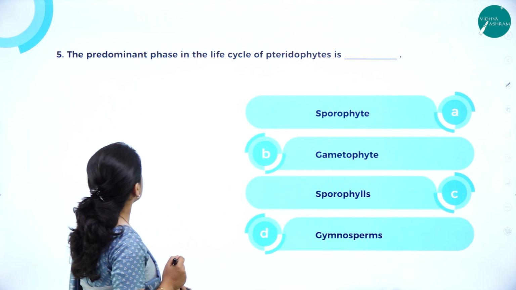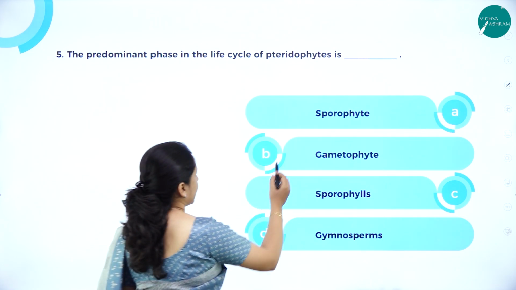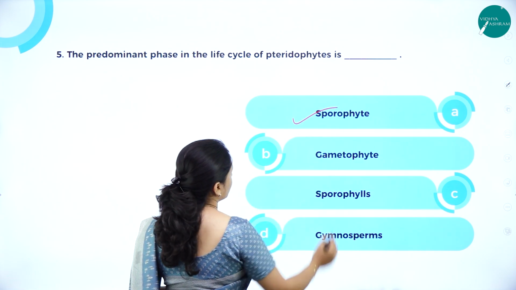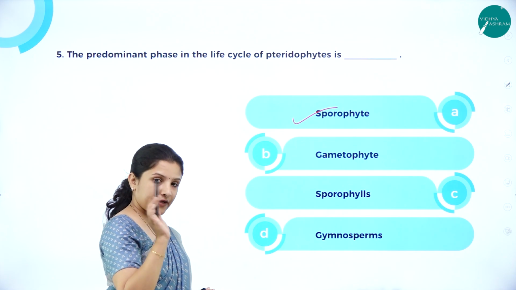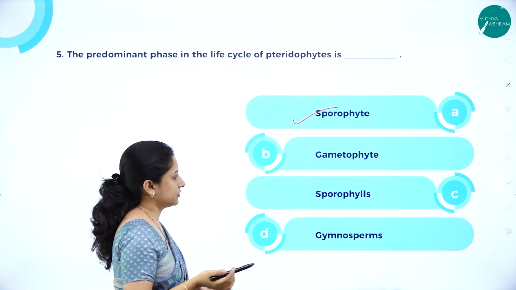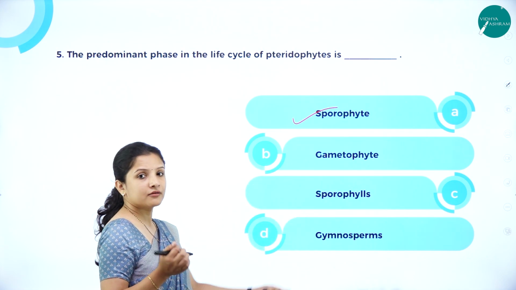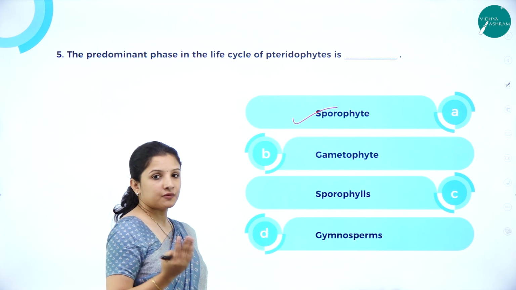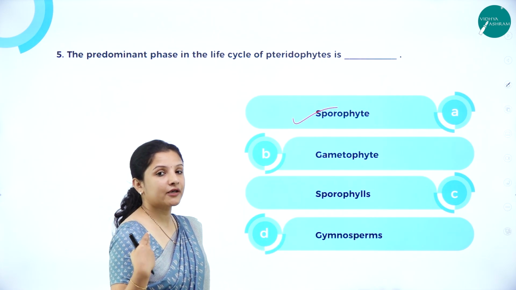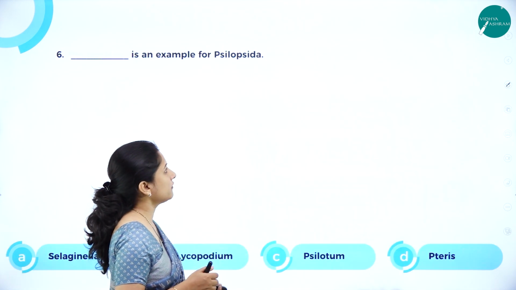Next question, the predominant phase in the life cycle of pteridophytes. It is sporophyte phase, right? The answer is sporophyte. Gametophyte? No, because gametophyte is the predominant phase in bryophytes. It's not sporophylls because sporophylls are the leaf-like structures that bear spores. And it's not gymnosperm because the gymnosperm is a separate group under plant kingdom. So therefore, answer is sporophyte.